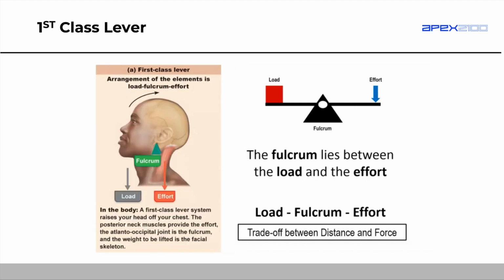Now in the body, there's only 2 examples that we need to know. Firstly, it is lifting our head off of our chest. So the load is at the front of our head as we lift it off of our chest. The fulcrum is going to be the joint between the neck and the base of the skull. And then the effort is going to be those extensor muscles on the back of our neck, and they're going to insert on our back. So therefore the fulcrum is in the middle.